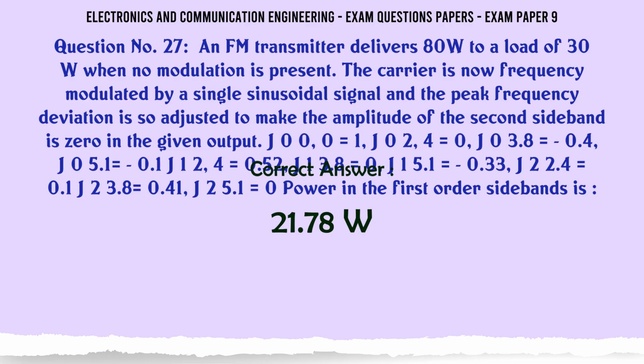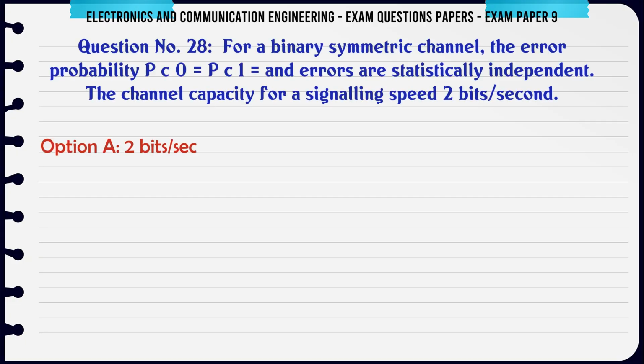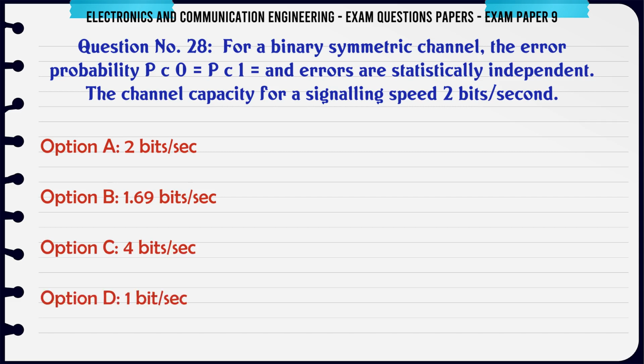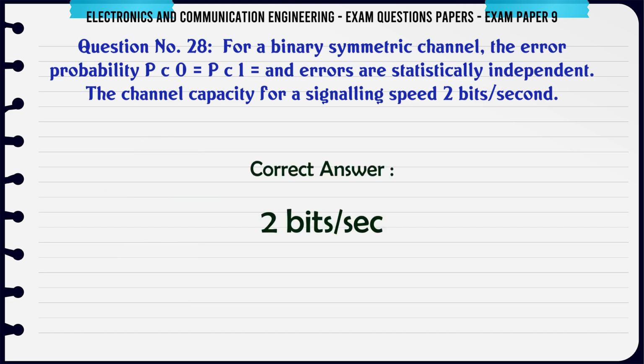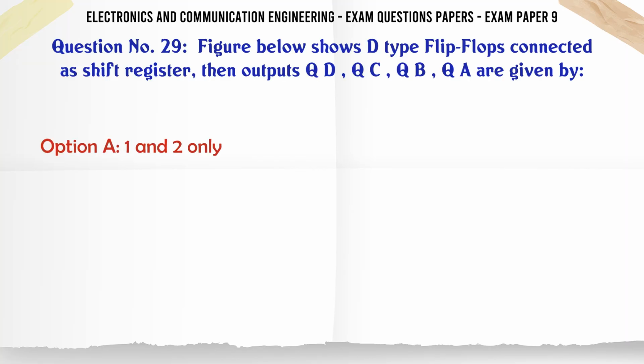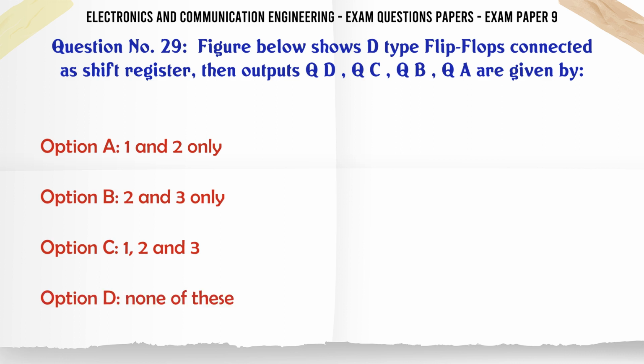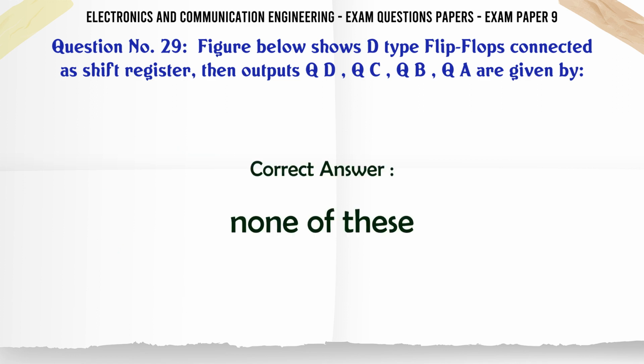For a binary symmetric channel, the error probability P(0|1) = P(1|0) and errors are statistically independent. The channel capacity for a signaling speed of 2 bits/second is A: 2 bits/sec, B: 1.69 bits/sec, C: 4 bits/sec, D: 1 bit/sec. The correct answer is 2 bits/sec. The figure below shows D-type flip-flops connected as a shift register, then outputs Q_D, Q_C, Q_B, Q_A are given by A: 1 and 2 only, B: 2 and 3 only, C: 1, 2 and 3, D: none of these. The correct answer is none of these.